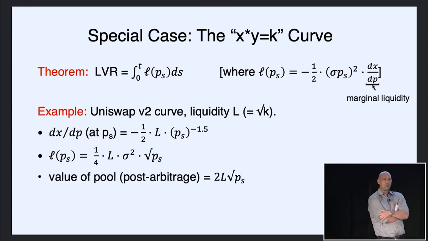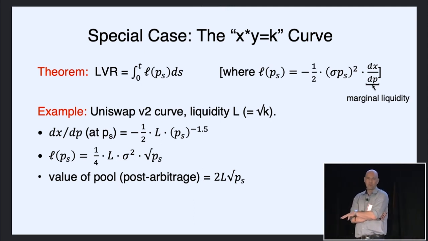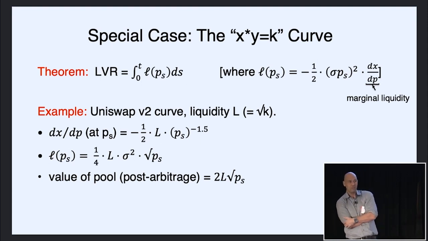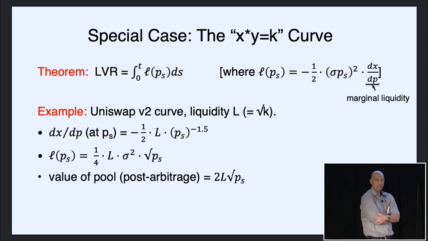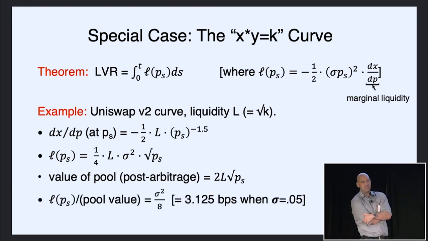And what's interesting is to normalize this by the value of the assets in the pool, which it turns out at equilibrium you can derive just from the pool's liquidity and whatever the current market price is. There's some simple formula for that. And then the ratio is what we're interested in. This is exactly where the 3.125 basis points comes from. So the instantaneous lever normalized by the pool value turns out to be sigma squared over 8.